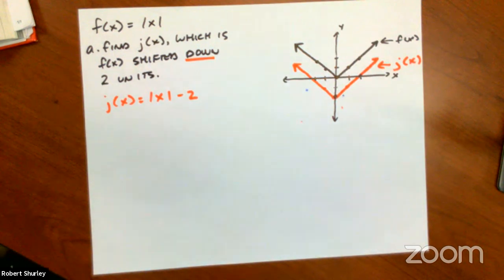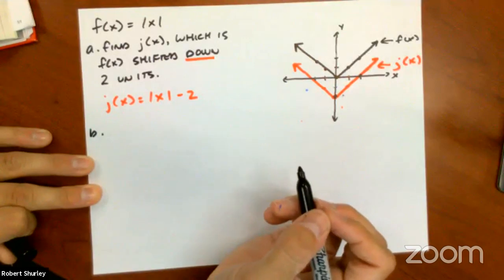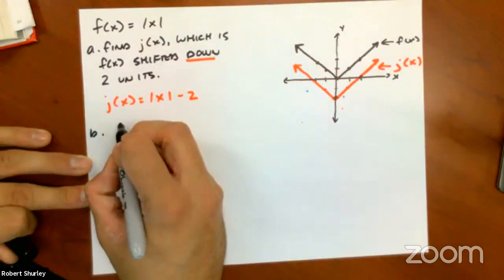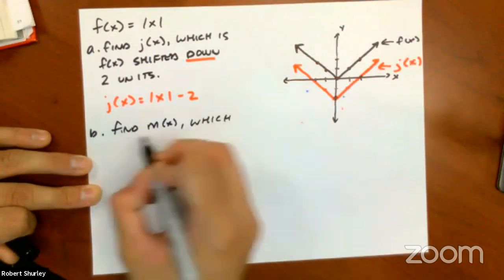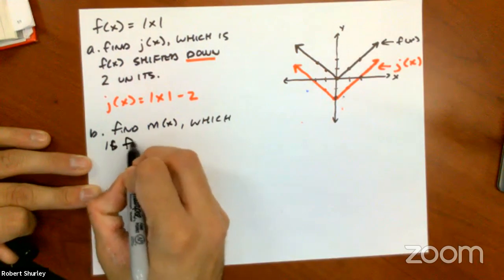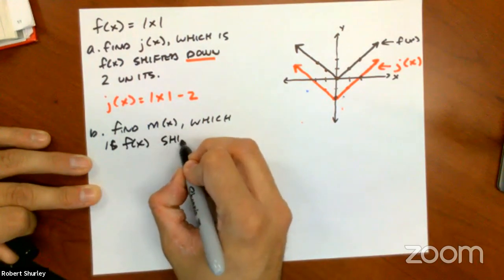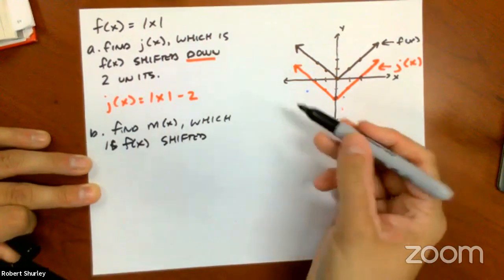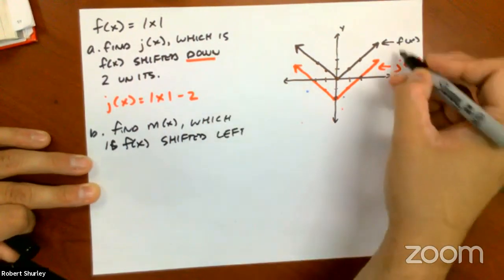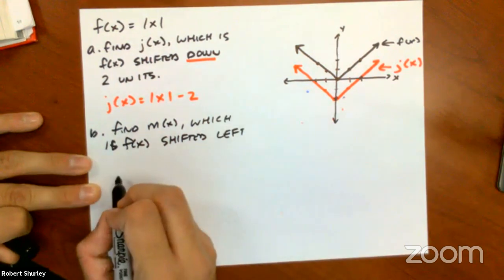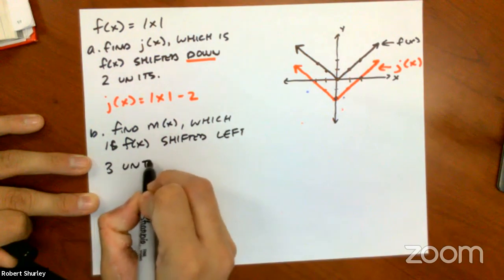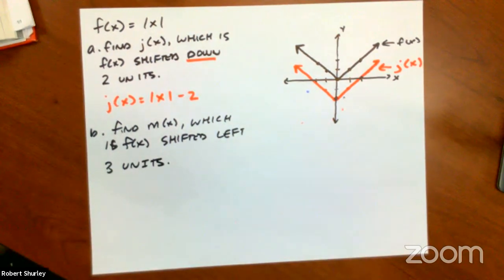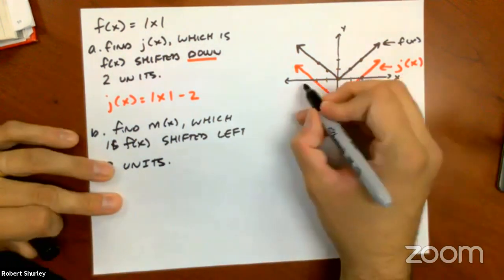Done. Let's say we've got, what's the letter I haven't used? M. Fine. Find m of x, which is f of x shifted. Let's go to the left so I don't run into the stuff I've written over here. Shifted left. Let's do 3 units. So find m of x, which is just f of x shifted to the left 3 units.